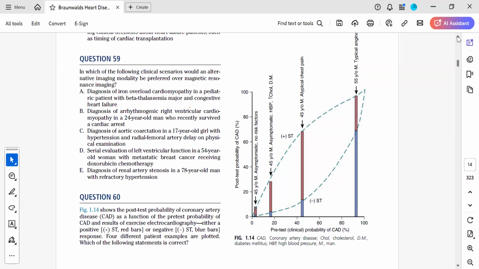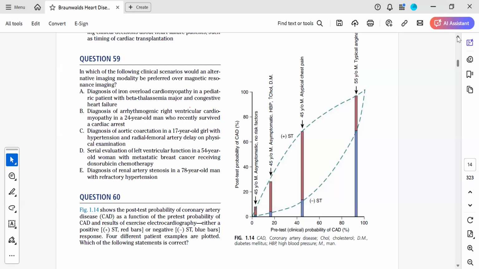However, it has also been used to validate non-invasive diagnosis of renal artery stenosis, and this is a screening choice for renal artery stenosis. So going back to the options now, in which of the following clinical scenarios would an alternative imaging modality be preferred over magnetic resonance imaging?